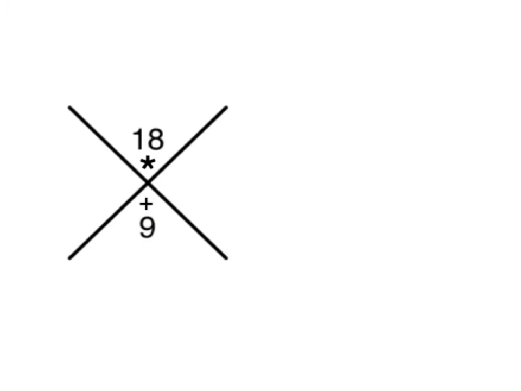All right, the first one we're doing is 18 and 9. So we're looking for two numbers that multiply to 18, but that add to 9. So I'm looking for stuff that multiplies to 18, and I'm going to list what I know multiplies to 18. I always start with 1. I know 1 times 18 gives me 18, and then 2 times 9 gives me 18.